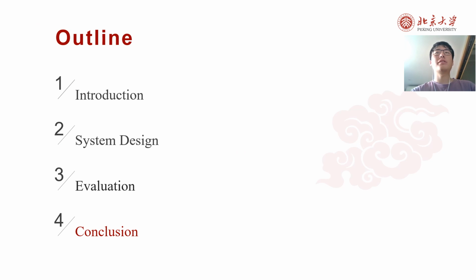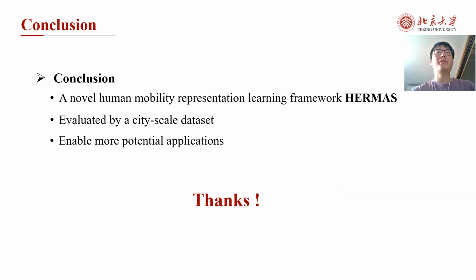Now let's see the conclusion part. In this paper, we designed a novel human mobility representation learning framework called HERMAS to embed SD for large-scale human mobility-related applications. Specifically, we designed a representation learning algorithm for the characteristics of Ping Pong Effect of SD, which distinguishes our framework from the previous works. And we also evaluate our framework on a city-scale dataset on two human mobility-related applications.